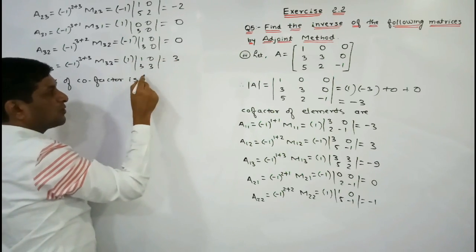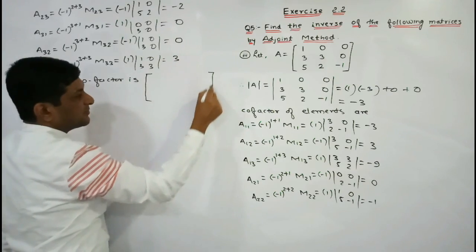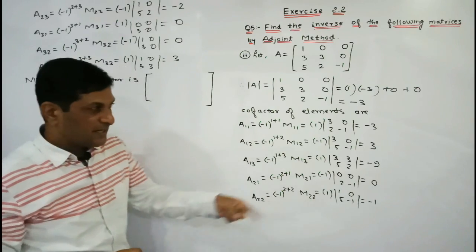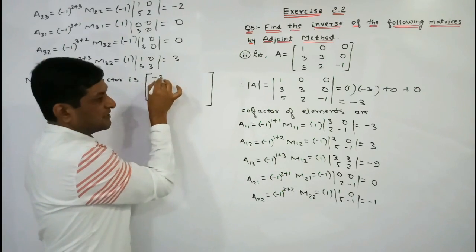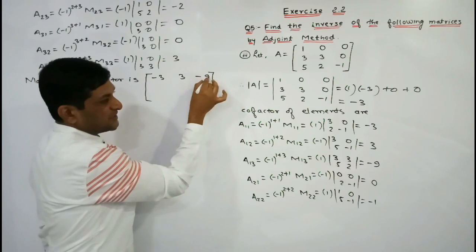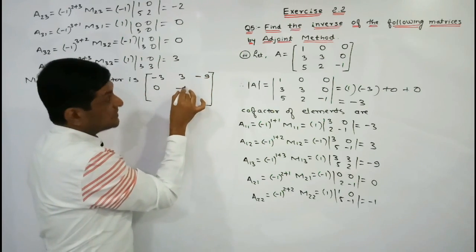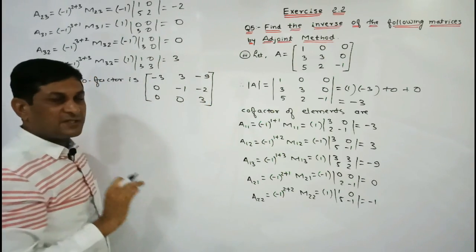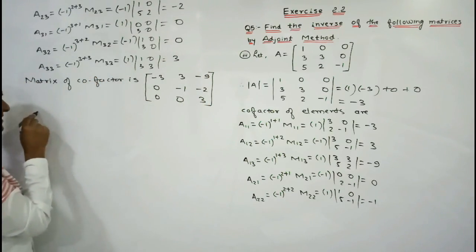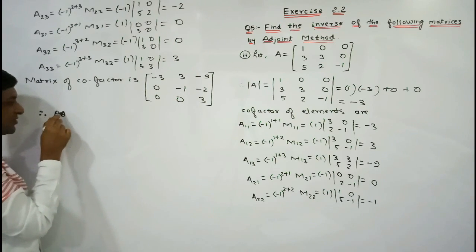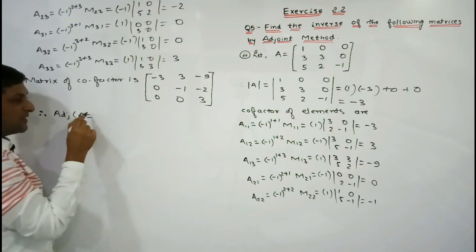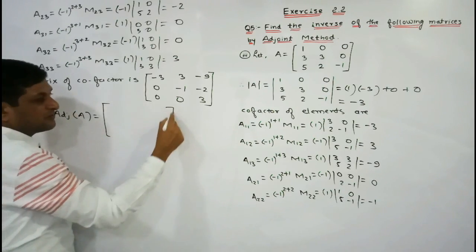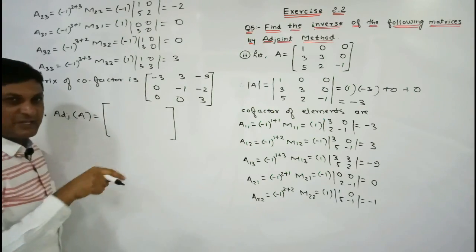In this way, we have got the cofactor of all the elements. Once the cofactor of all the elements are known to us, then write down the matrix of cofactor. Collect all these cofactors in one matrix: -3, 3, -9, 0, -1, -2, 0, 0, 3. Once the matrix of cofactor is known to us, then find out the adjoint of this matrix. Adjoint of matrix A is equal to, and we know how to find the adjoint of a matrix. Whenever we are finding the adjoint of a matrix, we are taking the transpose of the matrix of cofactor.